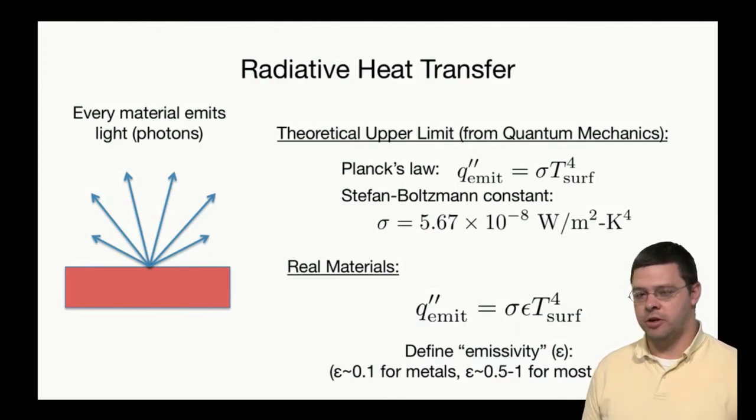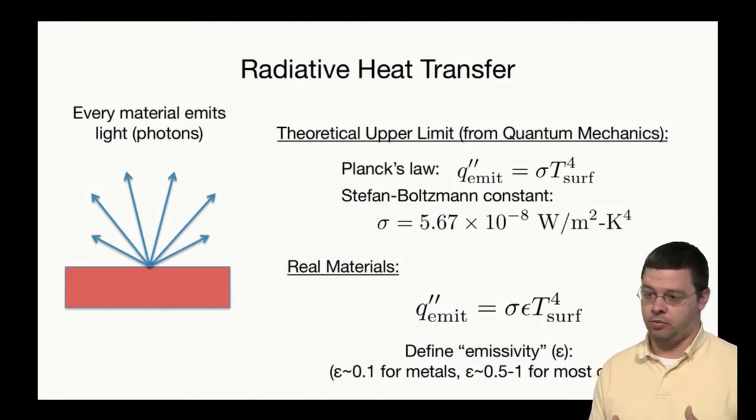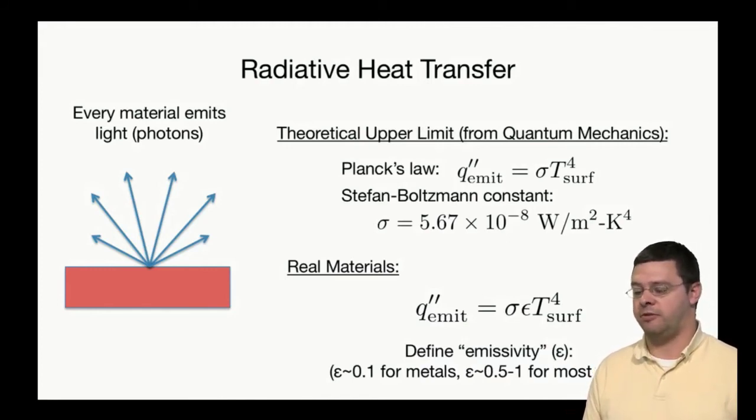That turns out to be the theoretical upper limit to how much heat can be transferred, meaning that if you look at that process of emitting energy by photons, it is much more efficient when the temperature is high than when it's low. So we'll come back to that in a second.